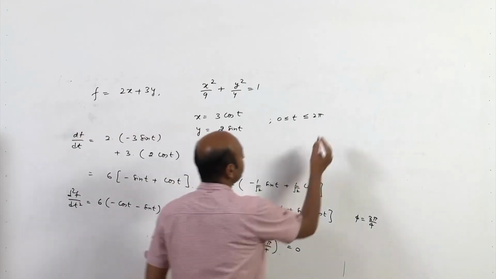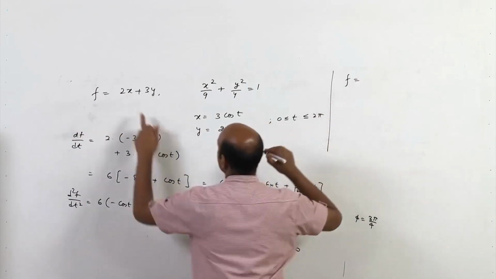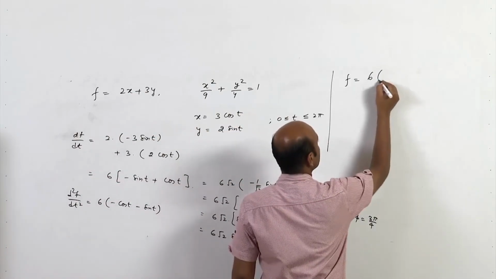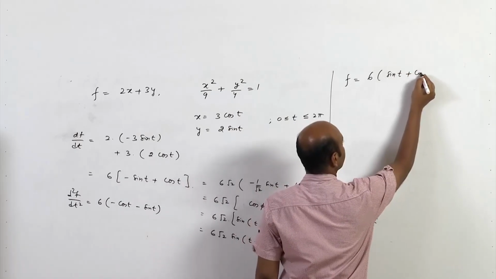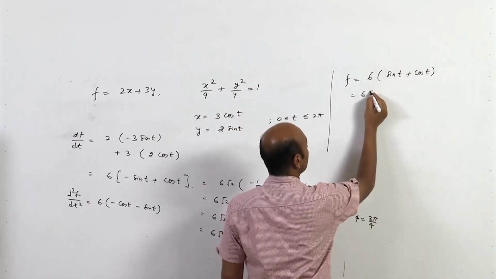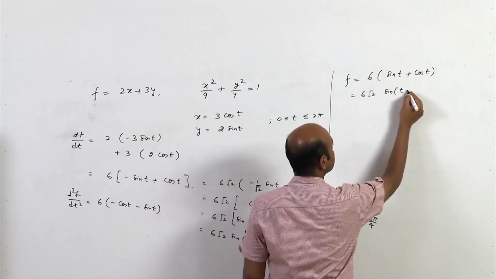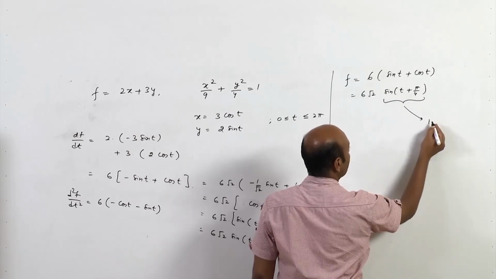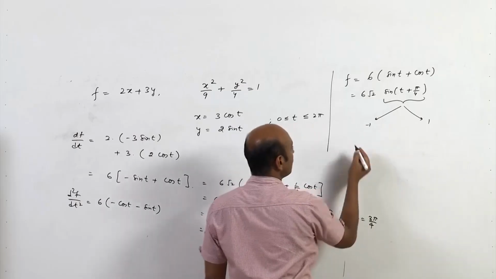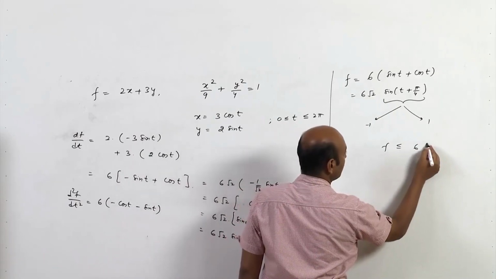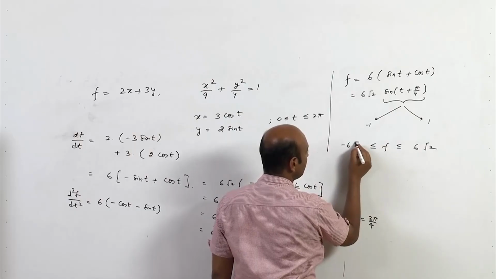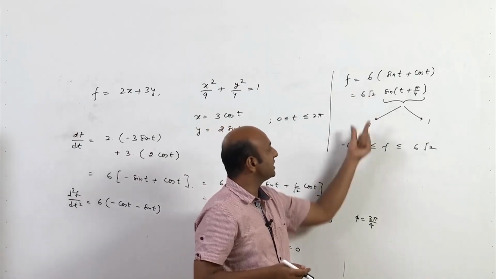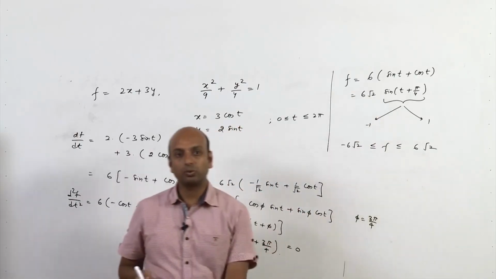How? You see, what is f? f is, you simply substitute x and y over here. So, this will be 6 times sin t plus cos t, and this is 6 under root 2 sin t plus pi by 4, and the maximum value of sine is 1 and the minimum value is minus 1. So, f will lie between minus 6 under root 2 and 6 under root 2. So, minimum value of this function is minus 6 under root 2 and the maximum value is 6 under root 2, okay.